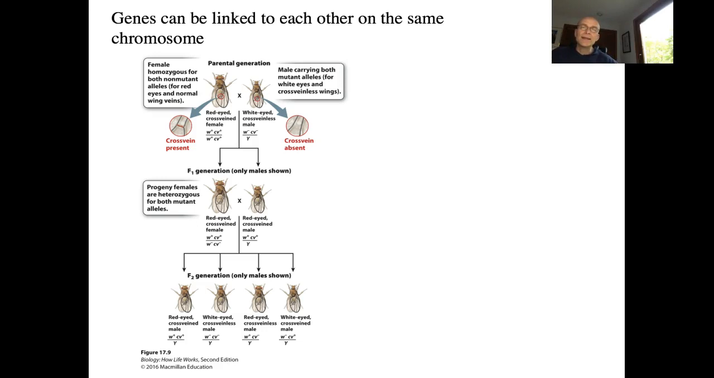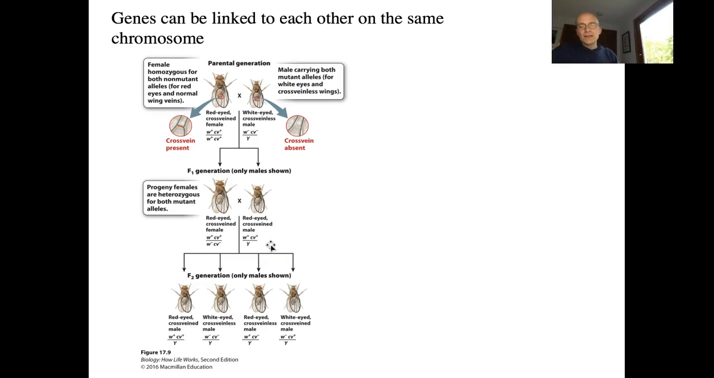Sex linkage means that there's a gene that is linked because it physically resides on a sex chromosome, as opposed to gene linkage, where you have two genes that are linked to each other and they do not necessarily have to be on the sex chromosome. And that's what this next part is about.